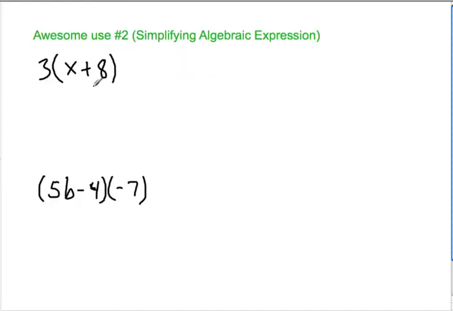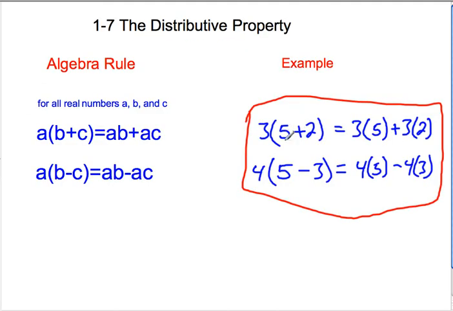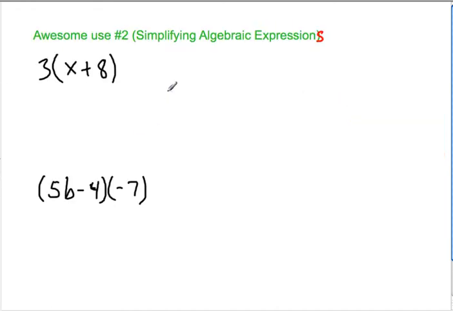Okay, so awesome use number 2 is simplifying algebraic expressions. So 3 times (x plus 8). Well, you can't add x plus 8, so remember in this beginning example, we were like, well, this doesn't make any sense because we could just do this addition, 5 plus 2, and then multiply by 3. That's easy enough. In this case, we don't know what x is, so we can't do this addition. So we have to use the distributive property in this case.